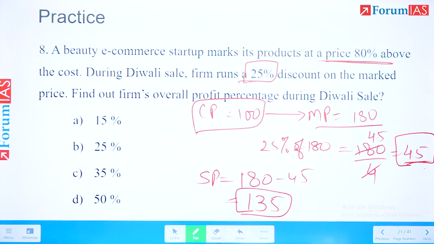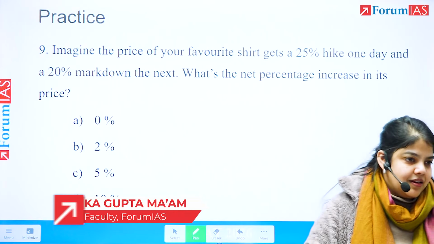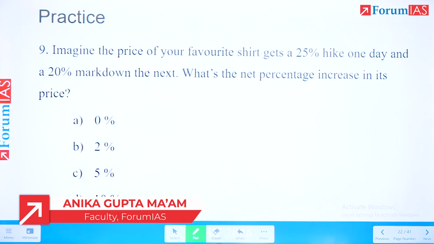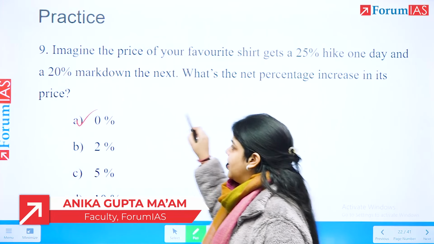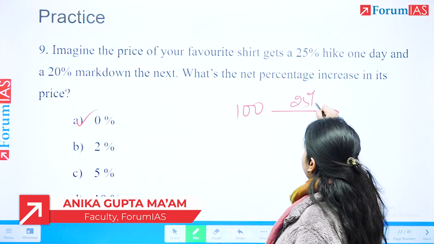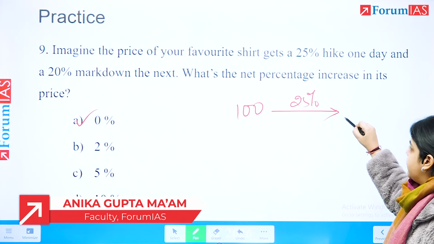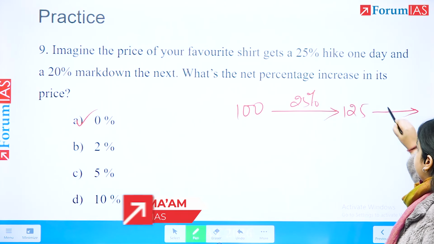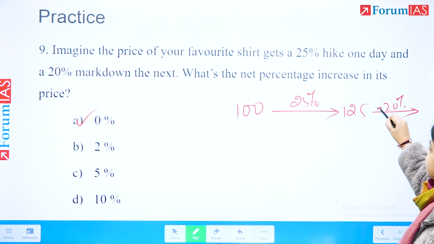Now, again a question on the same. 25%, 20%. Recall yesterday's class. 25% increase, 20% decrease was 0% yesterday. Yes? I hope you recall, you could have solved the question like this also. 100 पे 25% increase किया, it became 125. इस पे 20% discount करना है.